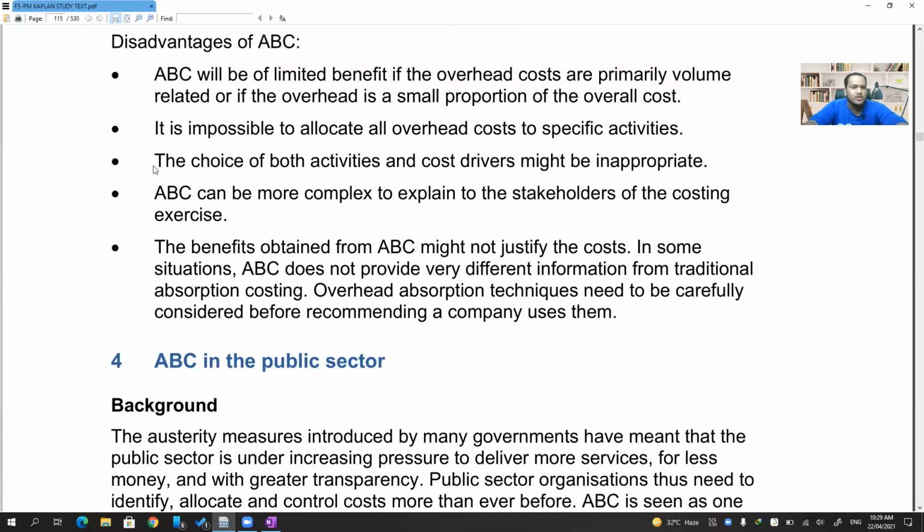Go with absorption costing. It is impossible to allocate all overhead costs to specific activities. Now this is important, sir. This is very important now. Sir, is it always possible for us to find the cost driver and overhead absorption rate? Sometimes a similar overhead can have multiple cost drivers.